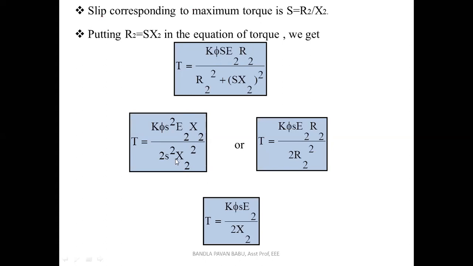Okay, by R2 square plus S into X2 square, here we need to substitute X into X2. So finally we get 2S square X2 square. Okay, so further we can write in terms of this equation also. It is completely in terms of reactance, or we can write in terms of resistance, substituting S equal to R2 by X2, or substituting X2 equal to R2 by S as per our convenience. Okay, so we can write in terms of reactance, or we can write in terms of resistance.